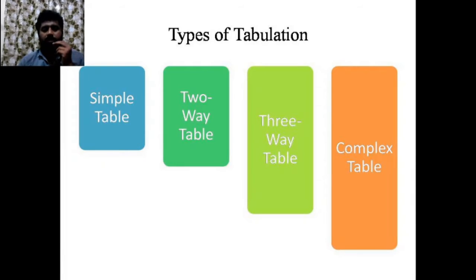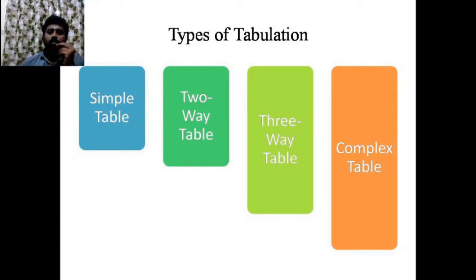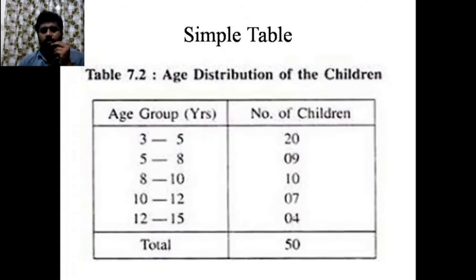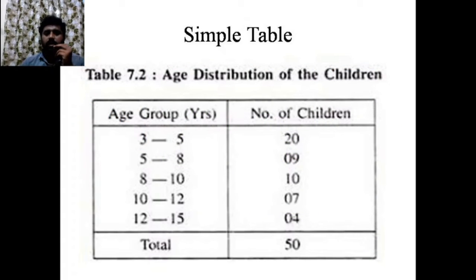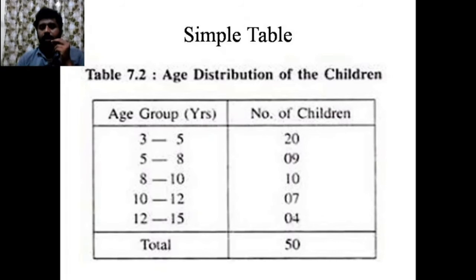So what are the types of tabulation? There are a total of four types of tabulation. One is simple table, two-way table, three-way table, and complex table. If you look at this figure, it talks about the simple table. It asks about the age group and number of children. The age group is 3 to 5. How many children are there? 20 children are there. The age group of 5 to 8, how many children? 9 are there. It's a very simple table.